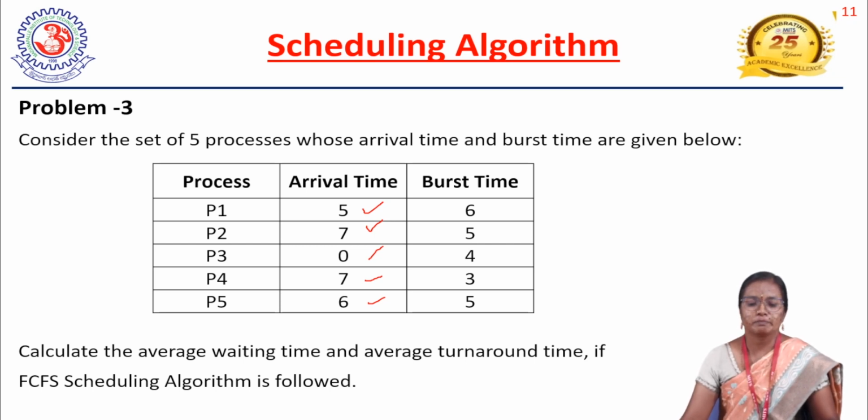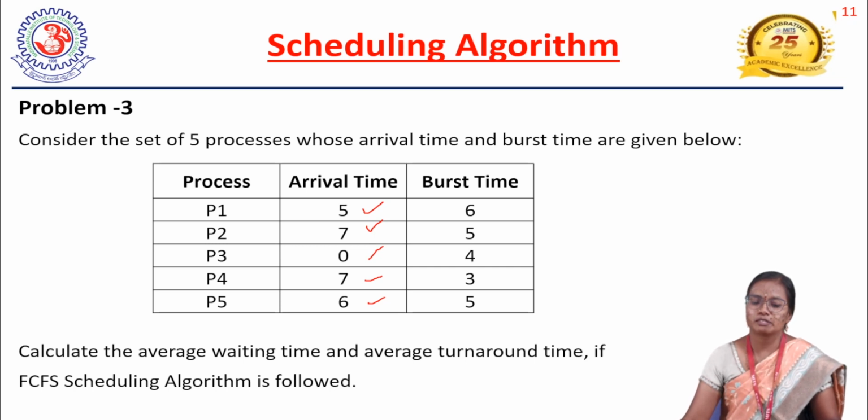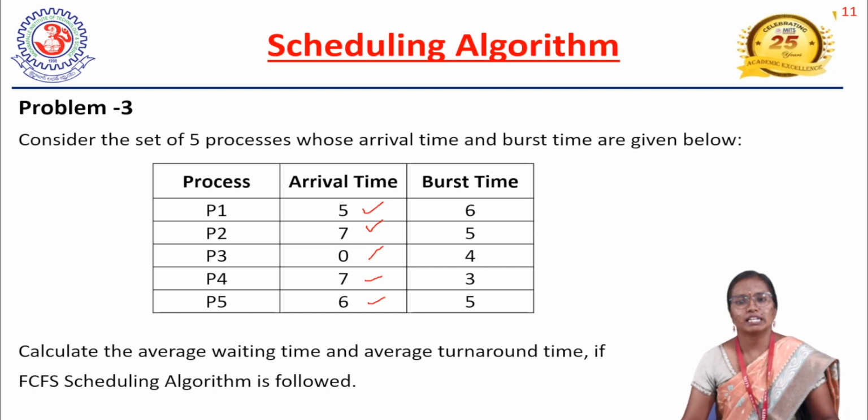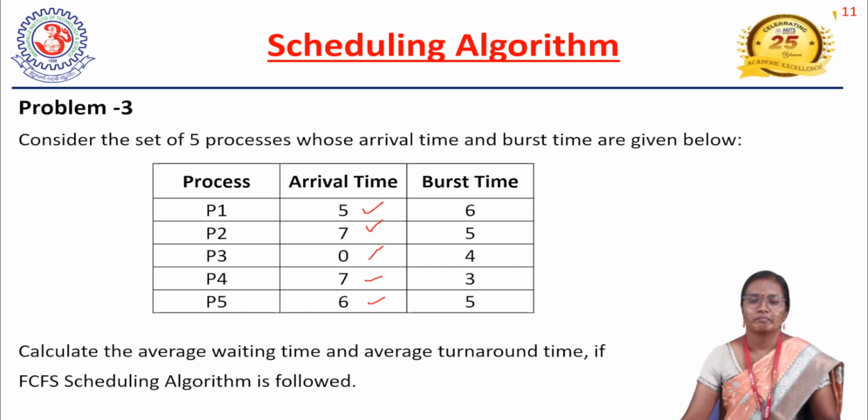So now process P1 arrived at 5, P2 arrived at 7 unit time, P3 arrived at 0 unit time, P4 arrived at 7 unit time, P5 arrived at 6 unit time. The burst time of the processes is given here. P1 burst time 6, P2 burst time 5, P3 burst time 4, P4 burst time 3, P5 burst time is 6. Now you have to calculate average waiting time and average turnaround time using the FCFS scheduling algorithm.